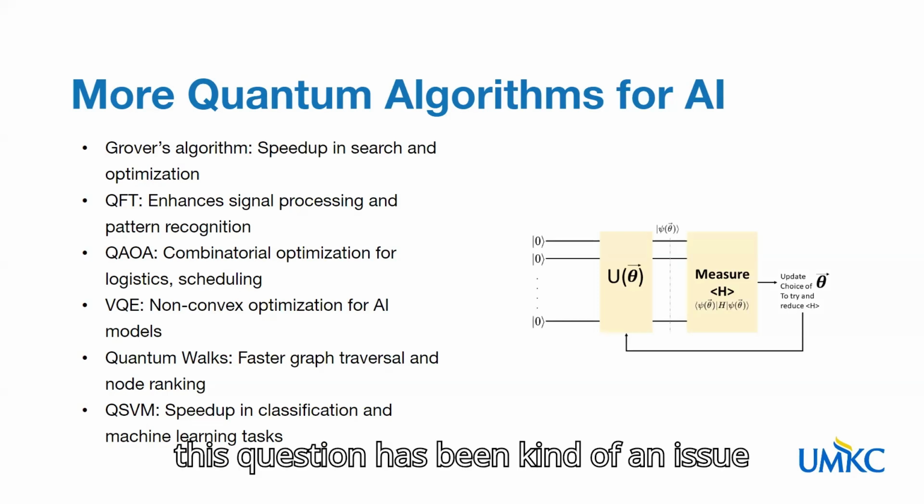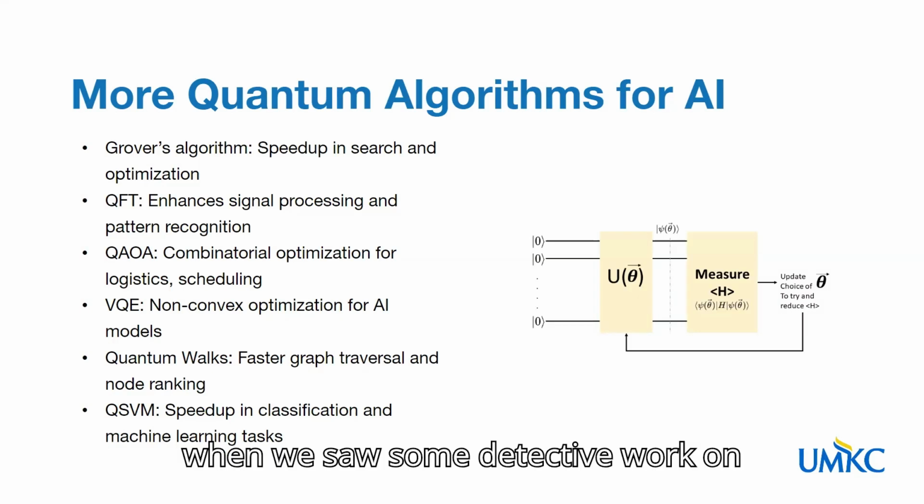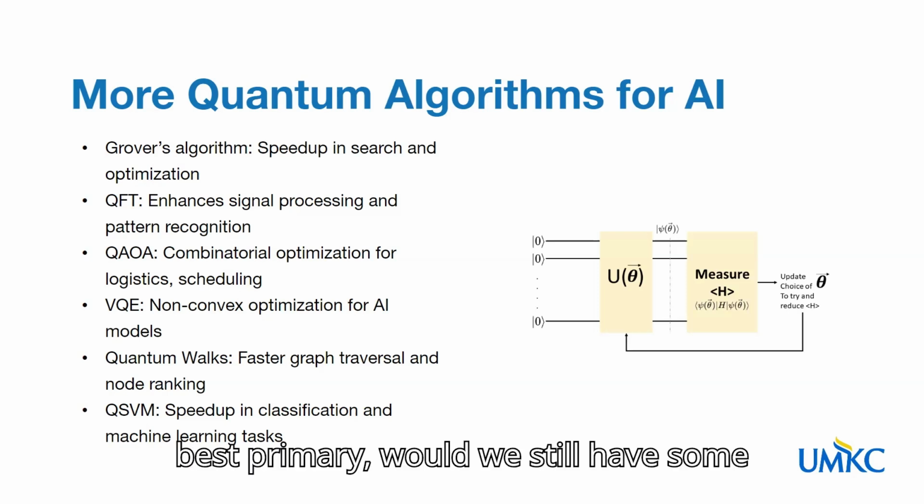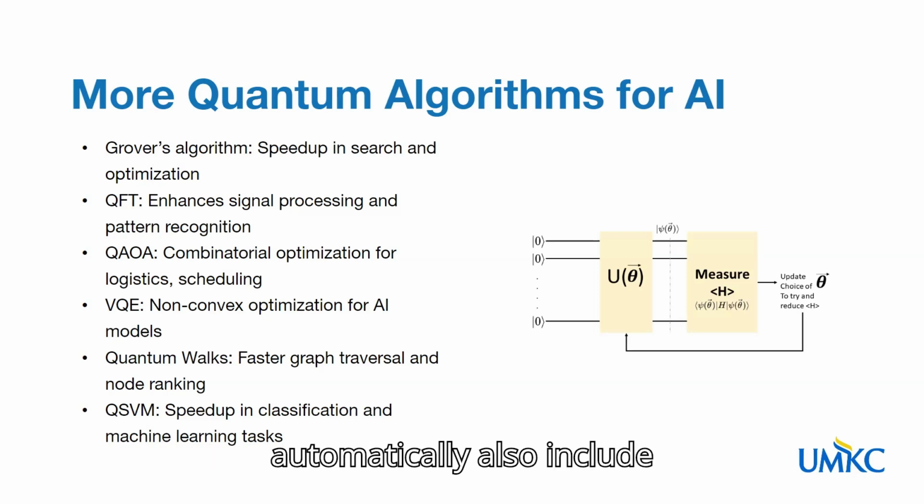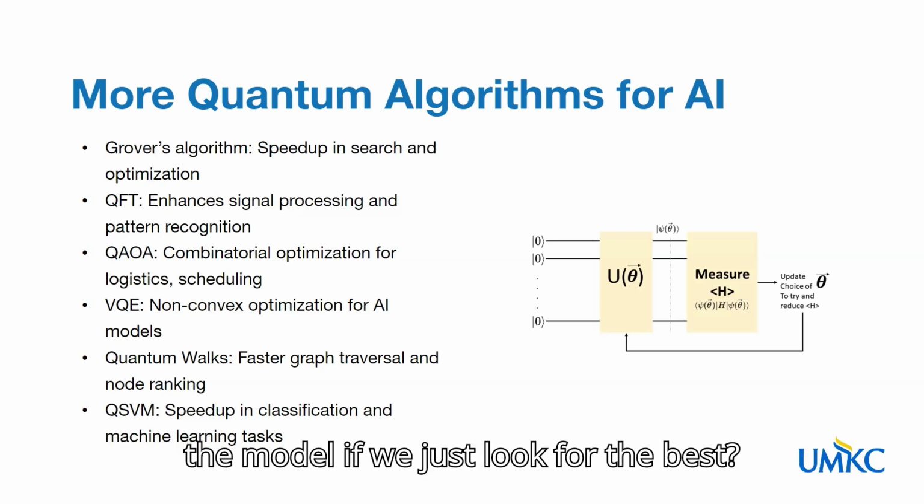This question's been kind of itching since the first seminar: would we still do some detective work on whether it can give us the best parameters? Would that automatically also include anything that would be overtraining the model if we just look for the best?